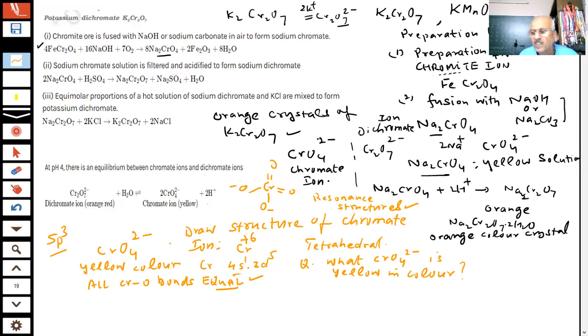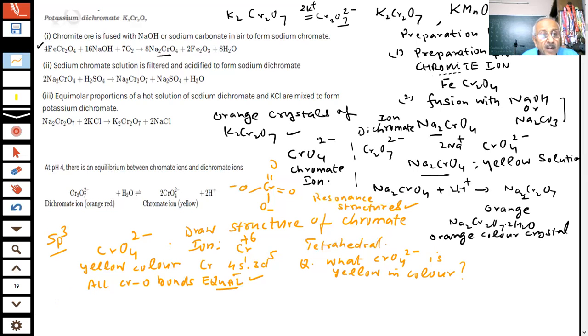This is chromium plus 6. In the plus 6, there is no electron, so these are not due to d-d transition. The color is not due to any d-d transition here. The color is attributed to charge transfer, students, which is a different reason for the color. The yellow color is not due to d-d transition. This is due to charge transfer.